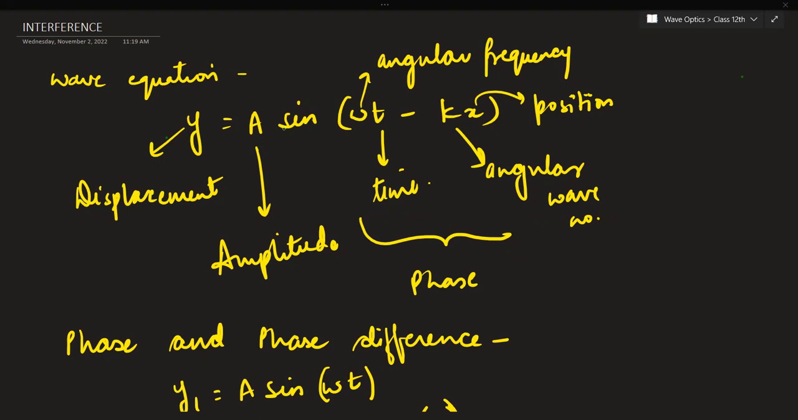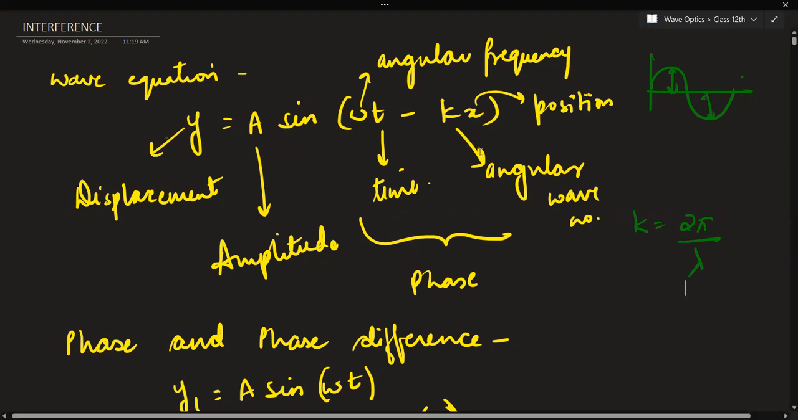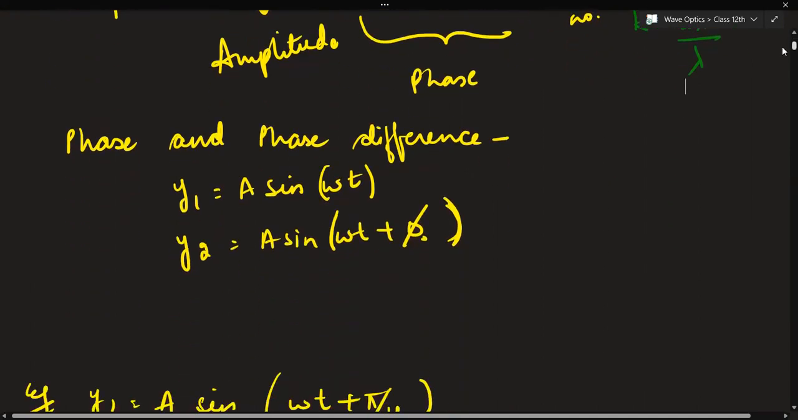y means the displacement that is covered by the wave. A is the amplitude, the maximum distance that is covered by the wave. Omega is the angular frequency, t is the time, k is the angular wave number. Remember we did k is equal to 2 pi by lambda. x is position. If two waves are there having this equation, we have already covered this in EM waves, so that's why I'm not going into the details.